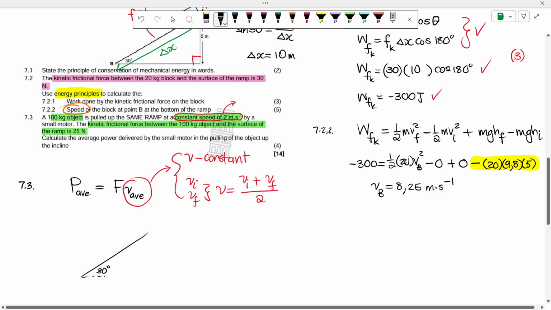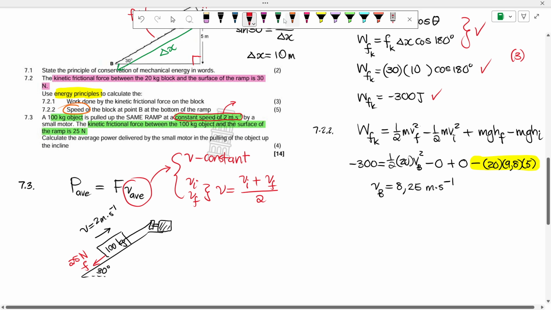Then you will have a motor at the end of this incline. I'll just draw something that looks like a motor, I guess. So this motor is pulling an object with a constant velocity, 100 kg, constant velocity of 2 meters per second. And they also give you friction. There's also friction. The value of friction was given as well, 25 newtons.